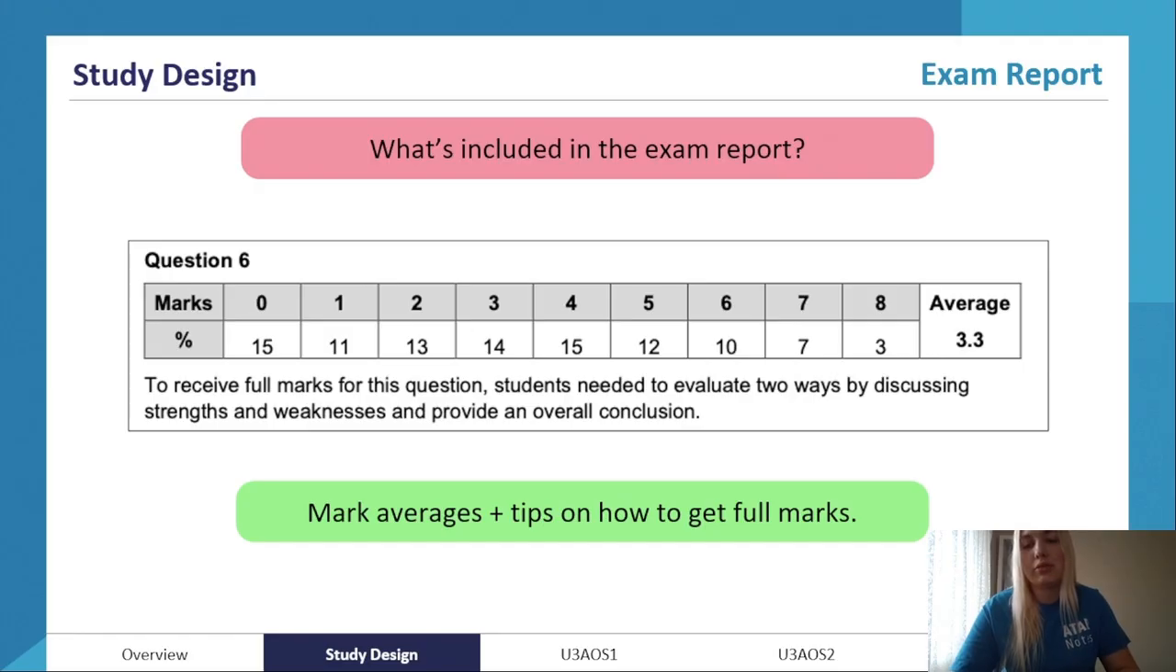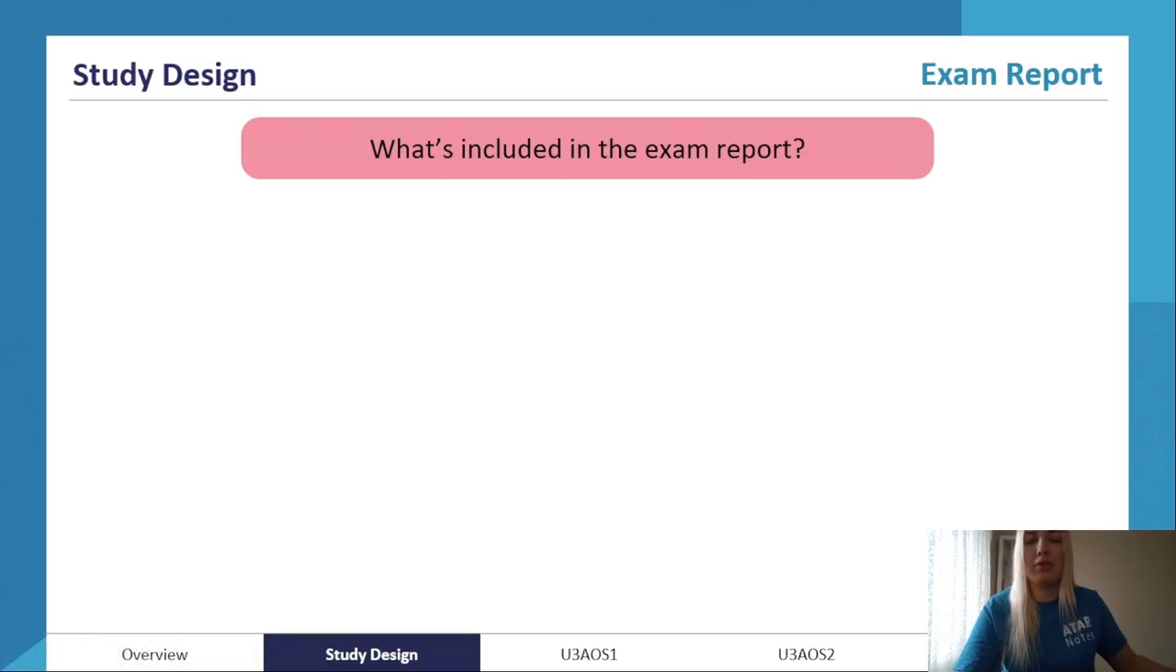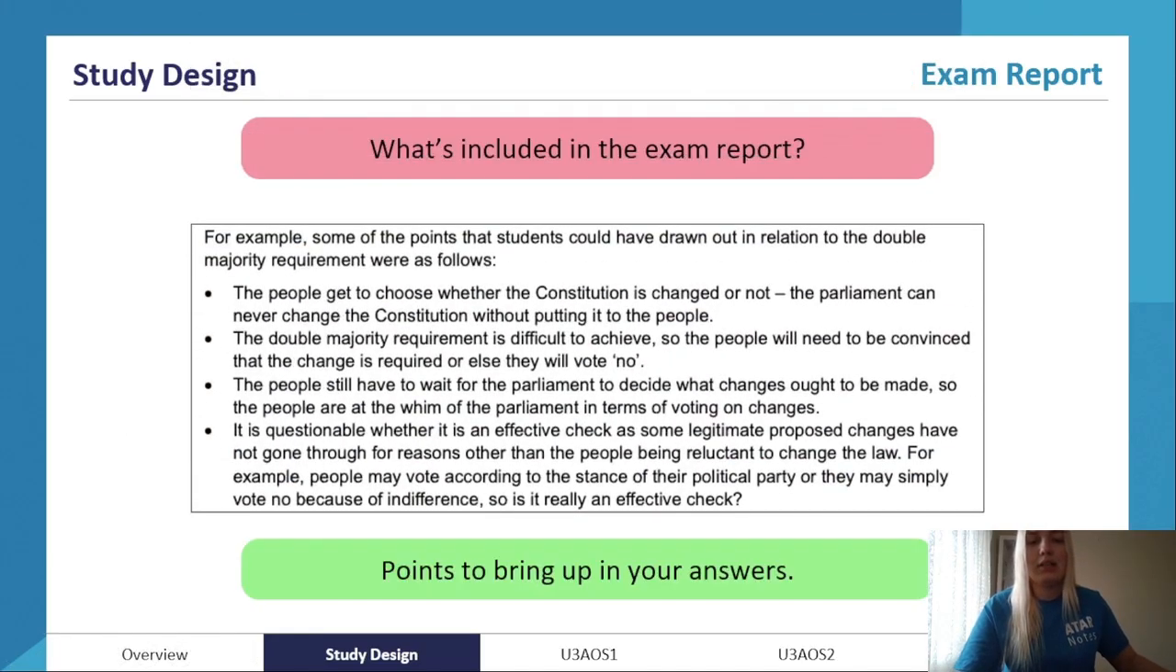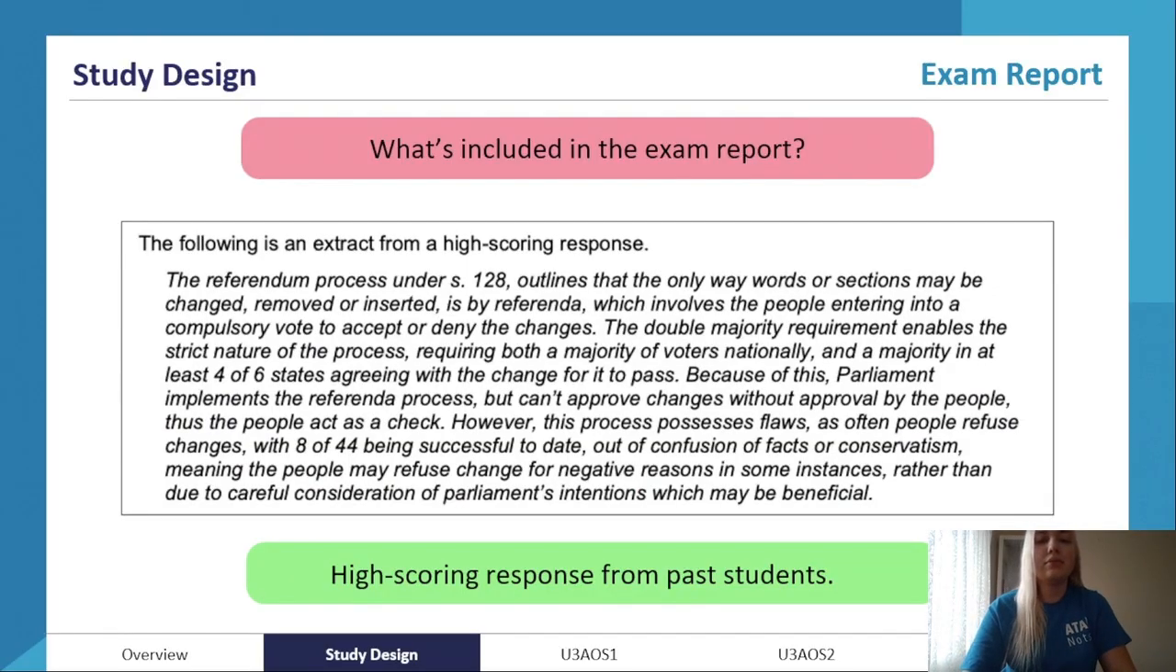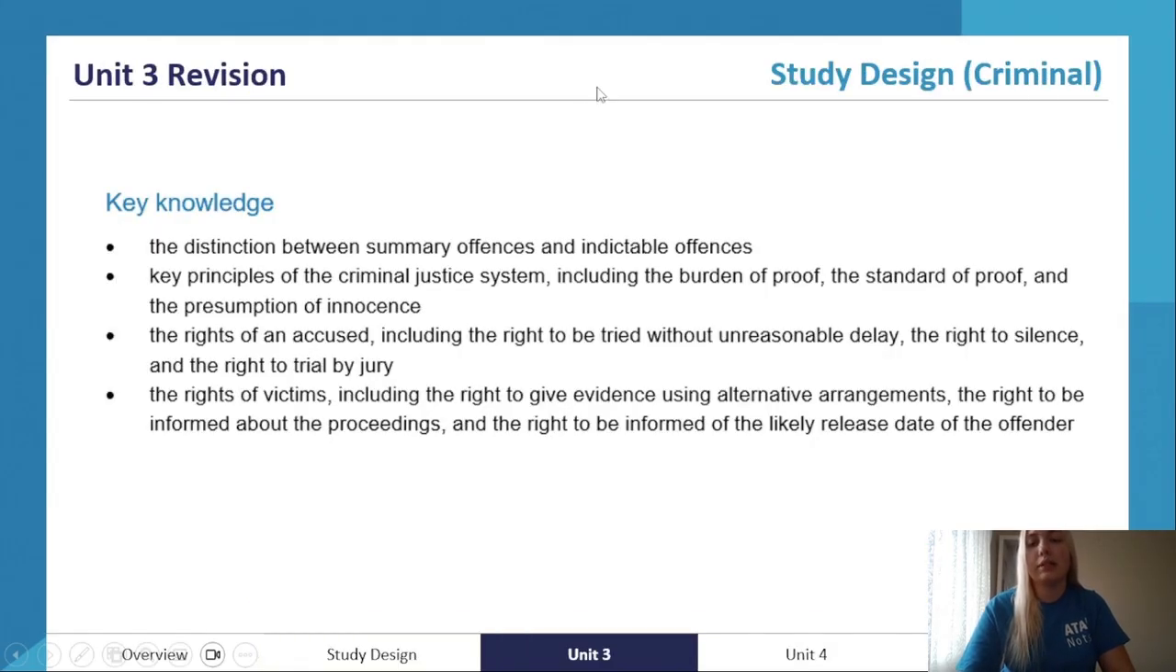You go to the examiner's reports and you peruse them, see what they said students needed or were missing for those full marks, and look at the exemplar response that they've provided. Additionally, the points to bring up in your answers will also be provided. And the high scoring responses are perfect structurally and in terms of strength of points raised.